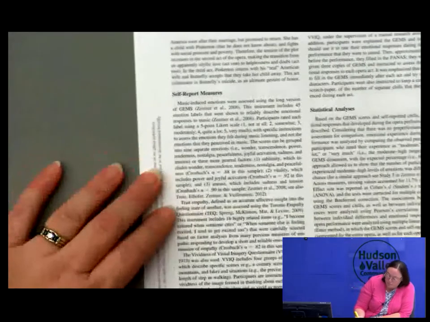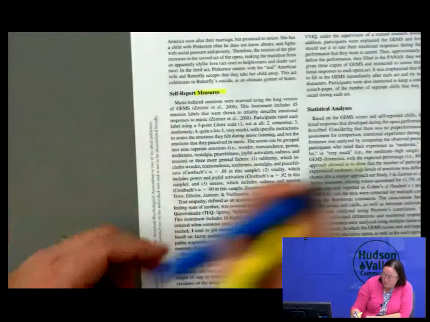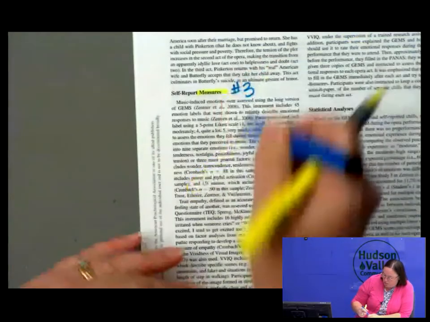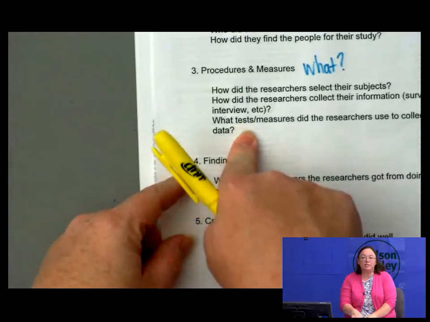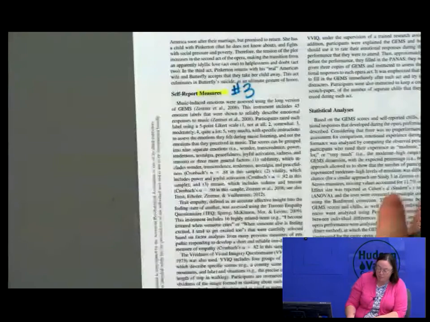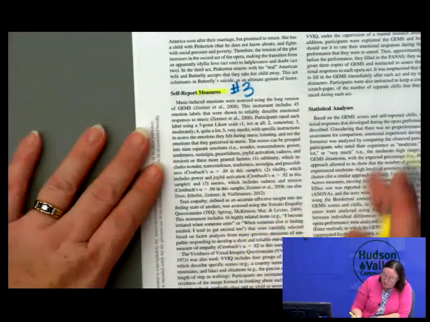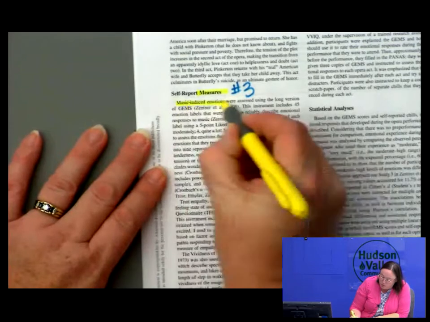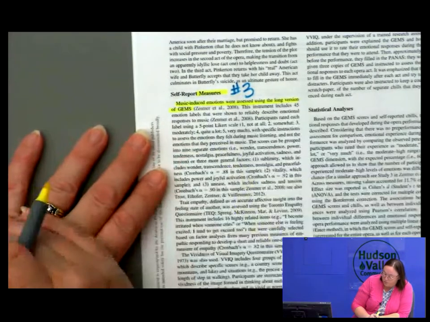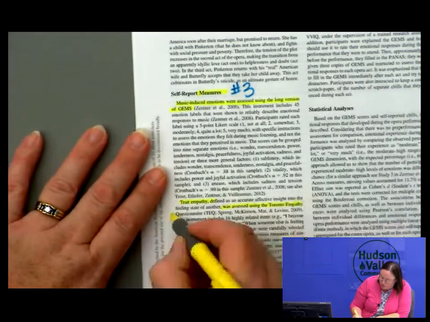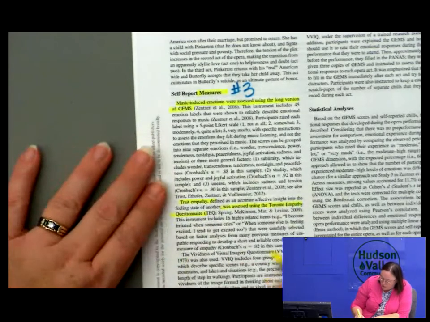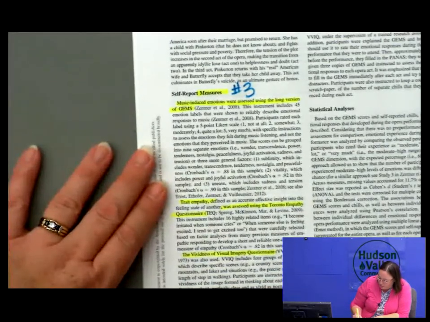Here's the next part, measures. This is also number 3. Because again, one of the questions here is what test measures did they collect from the people? And there's a few things listed here. Like music-induced emotions were assessed using the GEMS. There's another one listed here. Trait empathy was assessed using the Toronto Empathy Questionnaire. Just going to keep going. The vividness of visual imagery questionnaire. That's another one. Mood was assessed, positive and negative effect schedule.